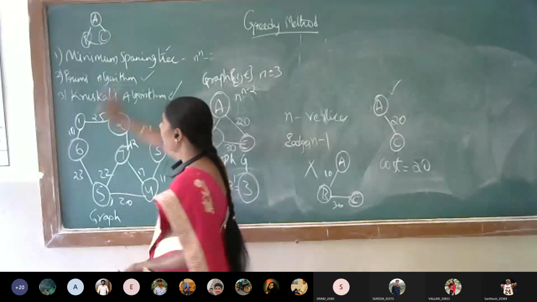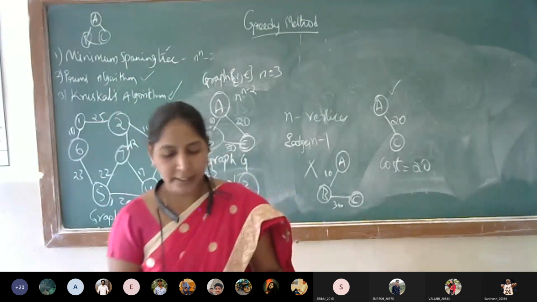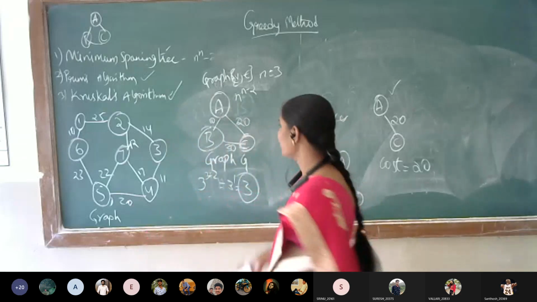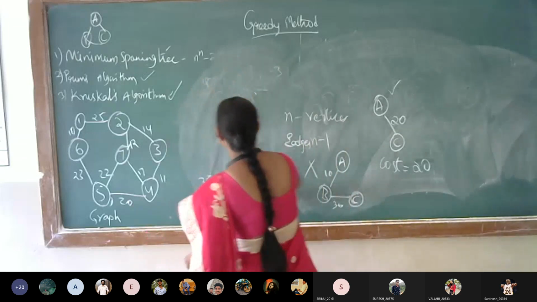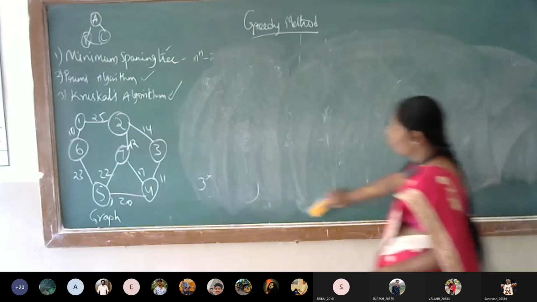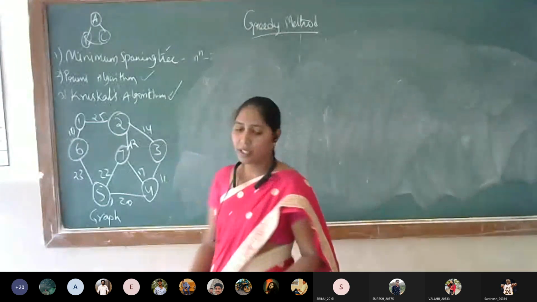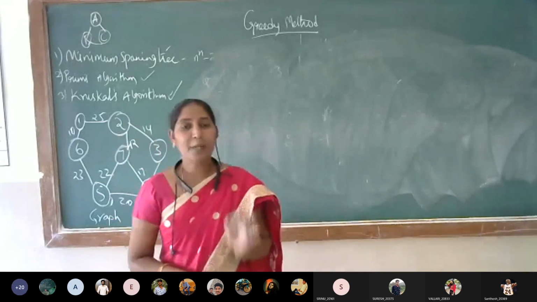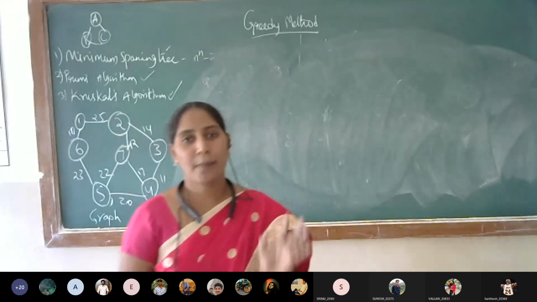Next, coming to the greedy method. In the greedy method, we are talking about Prim's algorithm and Kruskal's algorithm. So, in Prim's algorithm and Kruskal's algorithm, what we will be doing means, first, we will be finding the shortest path.